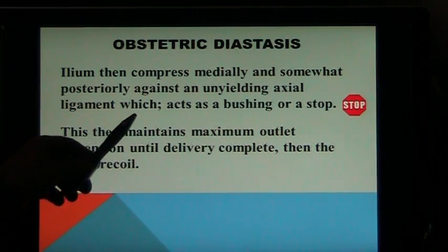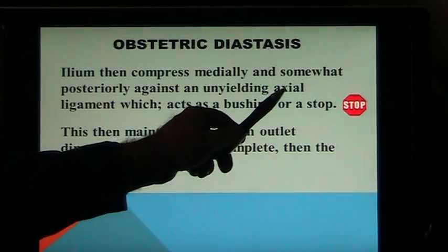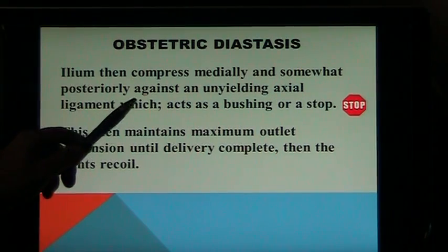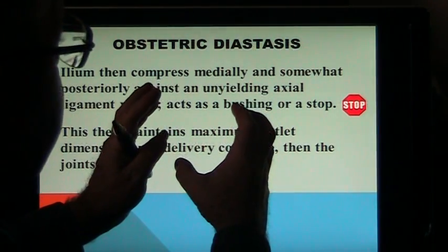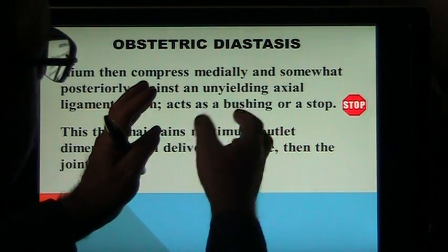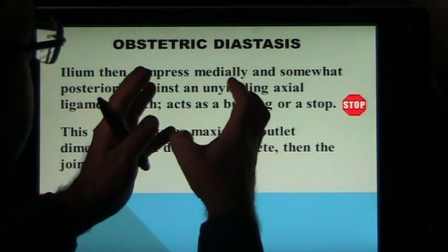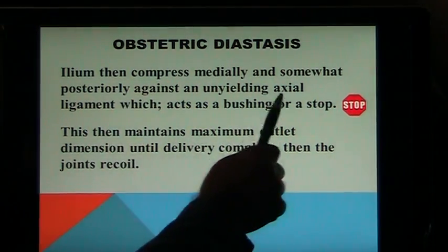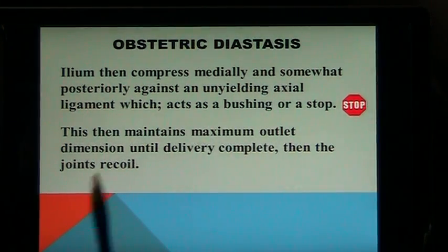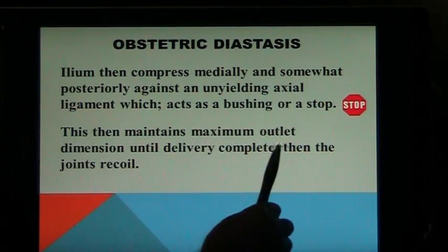Remember the axial ligament? Which acts as a bushing or a stop. I feel very strongly that one of the major functions of the axial ligament has to do with birth mechanics, because there has to be a spreading of those pubic bones, but then it needs to be stable. It needs to stay. Why? Because baby coming out through that canal takes time. So it needs to maximize the space, but it needs to stay there for a period of time. So I believe the axial ligament acts as a bushing or a stop. Remember, it has less collagen and less elastin. This then maintains the maximum outlet dimension until delivery is complete.